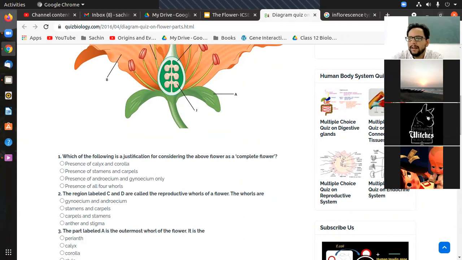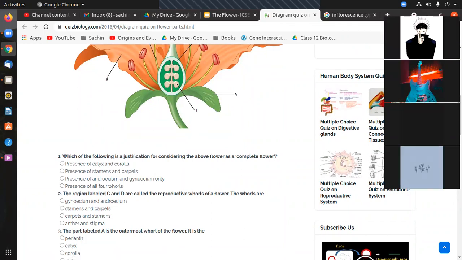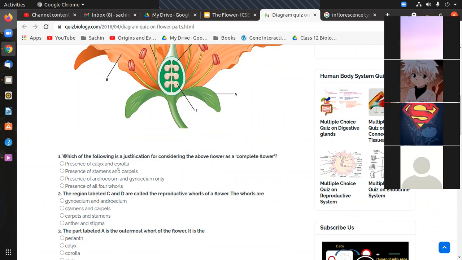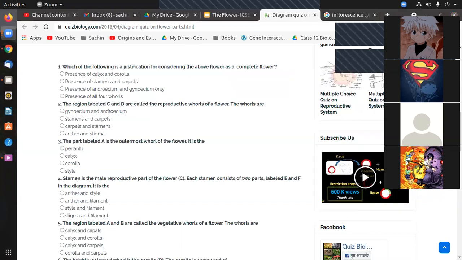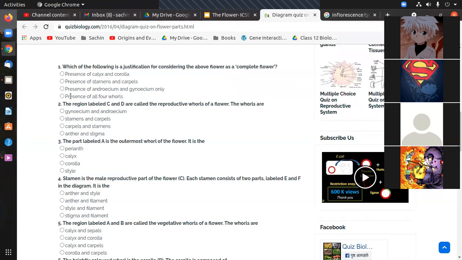So if I may choose names, who would like to answer the first question? Which of the following is the justification of considering the flower is a complete flower? A very simple one. Yajnesh. So the fourth one, that is presence of all four walls.